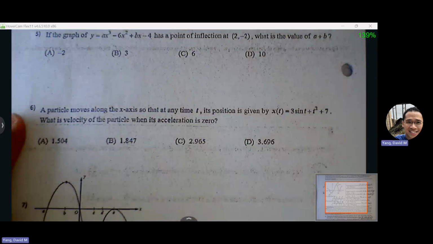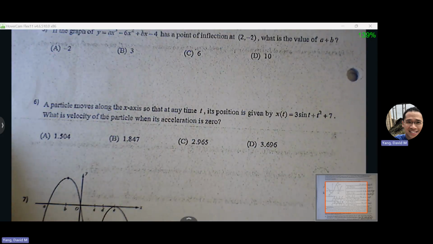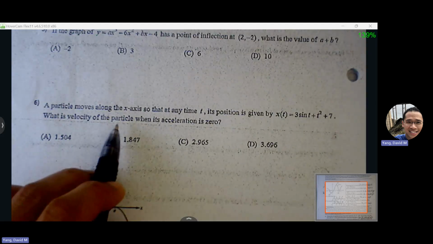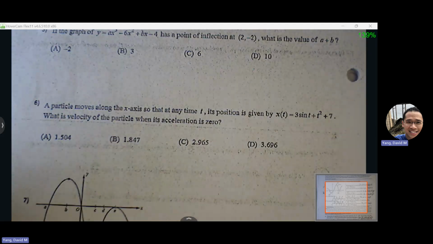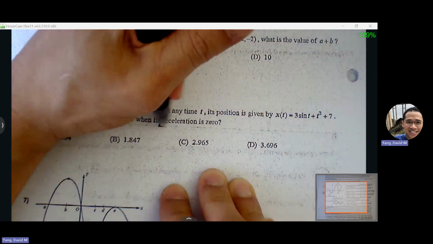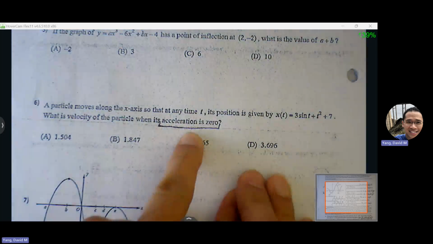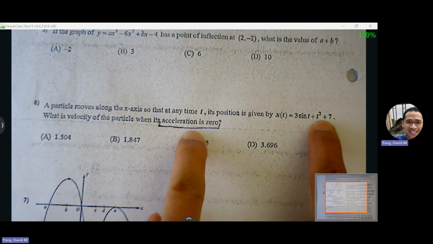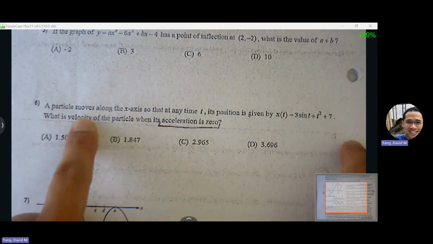Number 6, a particle moves along the x-axis so that at any time t, its position is given by x sub t. What is the velocity of the particle when its acceleration is 0? So this is our first goal here. Let's find acceleration. Let's find when acceleration is 0. And then we can plug that t value into velocity to figure out the velocity.